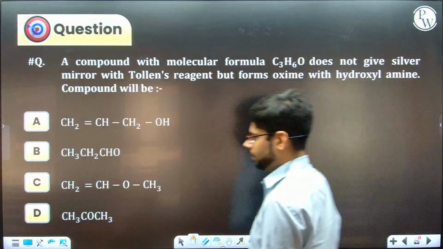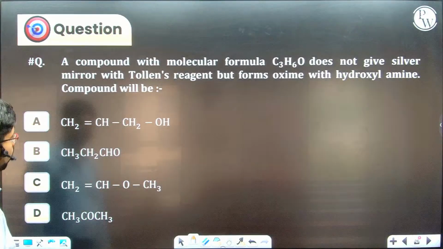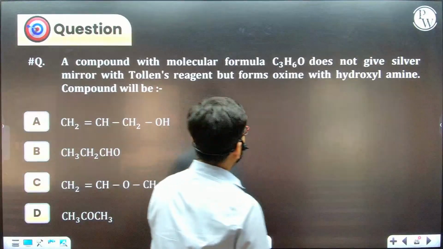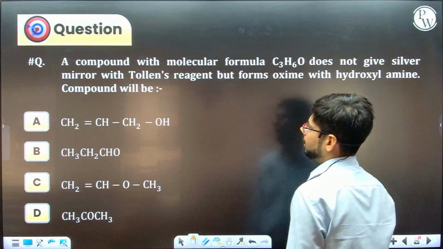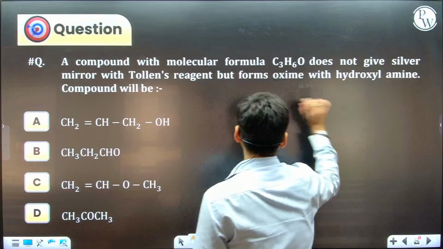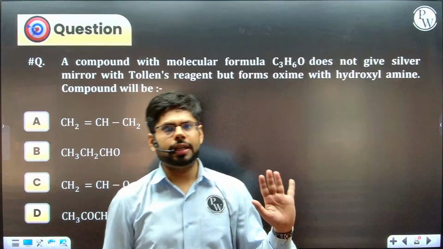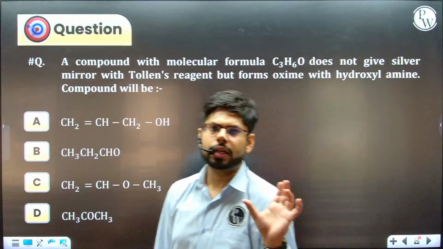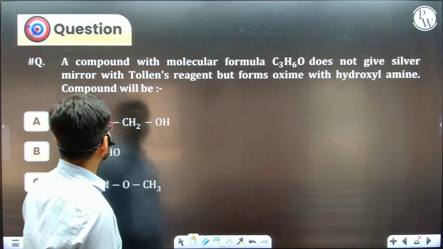Next question. A compound with molecular formula C3H6O does not give silver mirror with Tollens reagent, but forms oxime with hydroxylamine. Compound will be. Now, this is clear that the compound definitely does not contain any CHO. That means it does not contain aldehyde group, because it does not give silver mirror test with Tollens reagent.